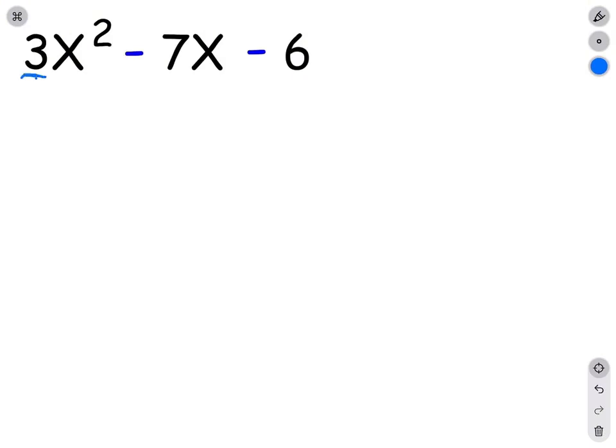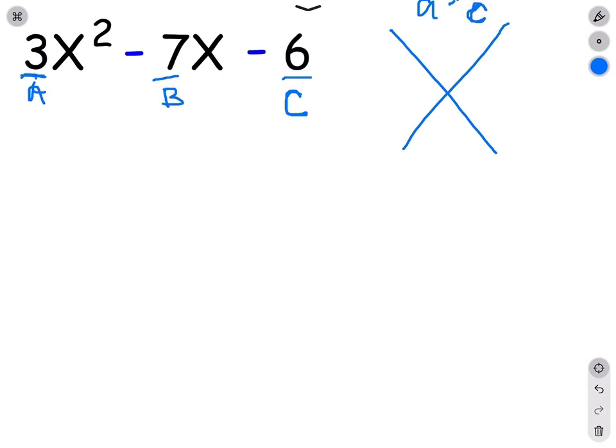Okay, we're going to do a little bit of a harder problem where A is greater than 1. A is 3 now, so it's a little bit different. So we're identifying A, B, and C. We're doing the x puzzle. A times C is at the top, and B goes at the bottom. So pay attention to the symbols. There's negative signs now. So 3 times negative 6 is negative 18. Pay attention to those symbols. And then B is negative 7.